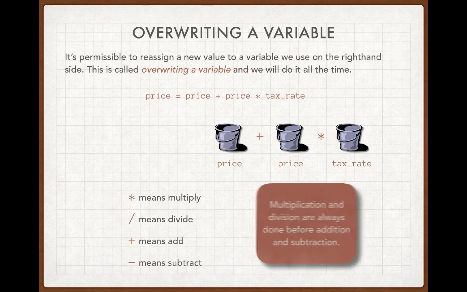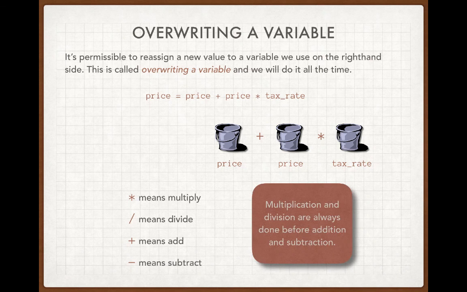What's new, though, perhaps, is that there's an order of operations here. There's a sequence by which these things get done. Multiplication and division have a higher priority or a higher precedence than addition and subtraction. So multiplication and division are always done first before we go to addition and subtraction. If there's a whole bunch of these all in the line, we go left to right, but that's okay. What's important here is that price times tax rate will get performed by Python first before that number gets added to whatever the bucket price contains.